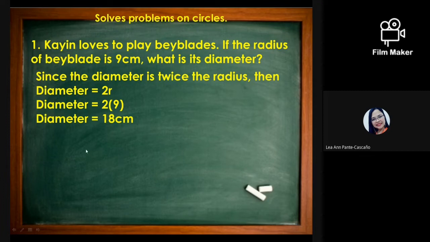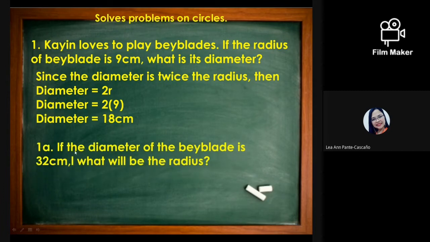Now, let's have this scenario. If the diameter of the Beyblade is 32 cm, what will be the radius? Since ang given naman natin ay diameter, ang formula naman natin gagamitin, radius is equal to half or 1/2 of the diameter. Substitute the value of the diameter, that is 32 cm. 1/2 times 32, or simply 32 divided by 2 is 16 cm. So therefore, the radius of the Beyblade is 16 cm.